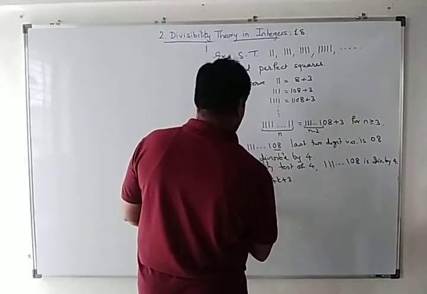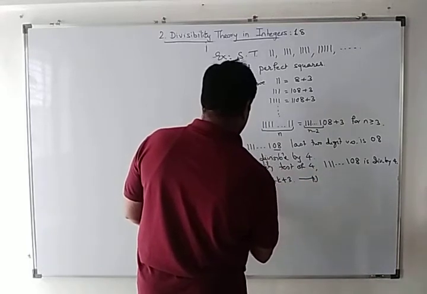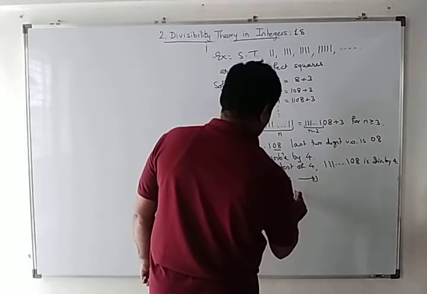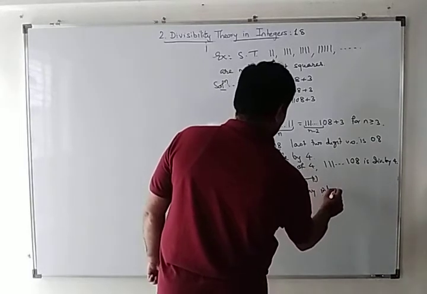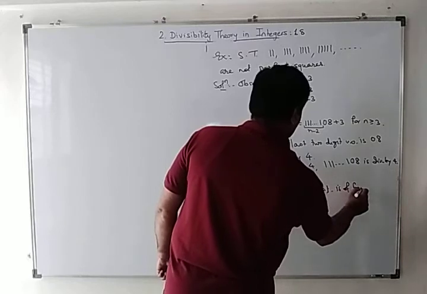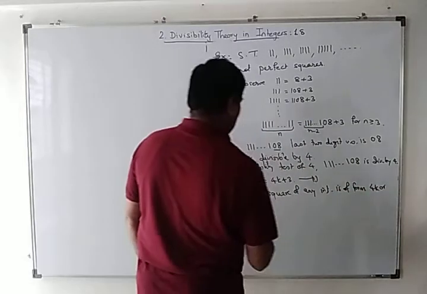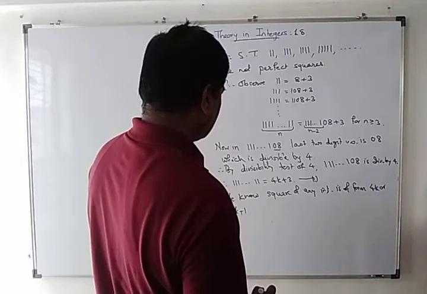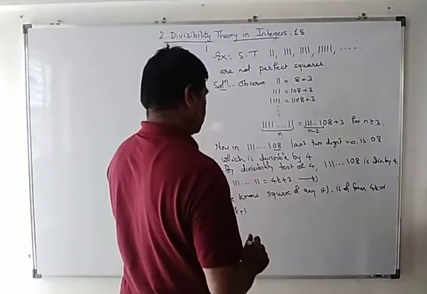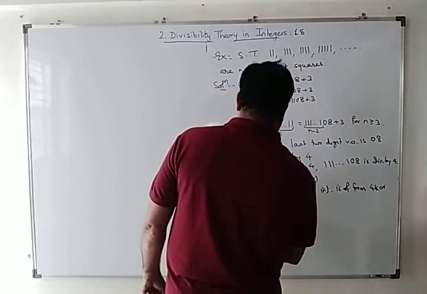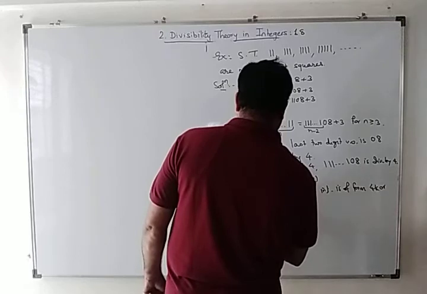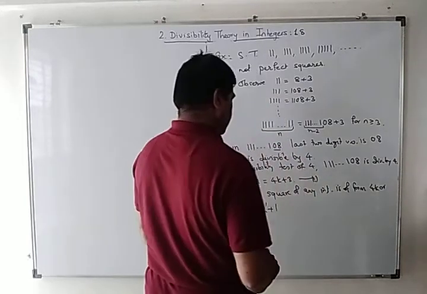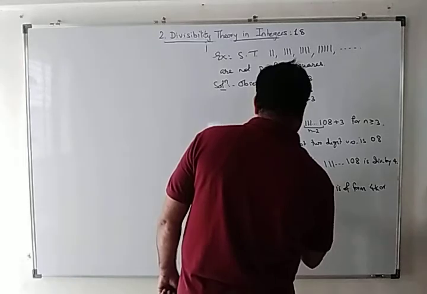We know square of any integer is of the form 4k or 8k plus 1, that is 4k' plus 1, where 4k' is equal to 8k.